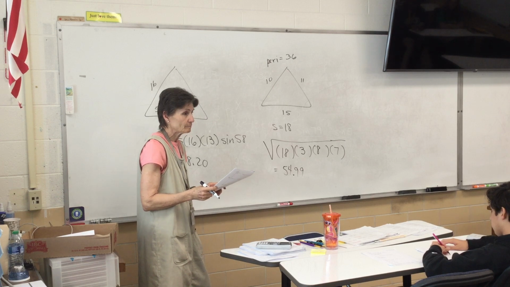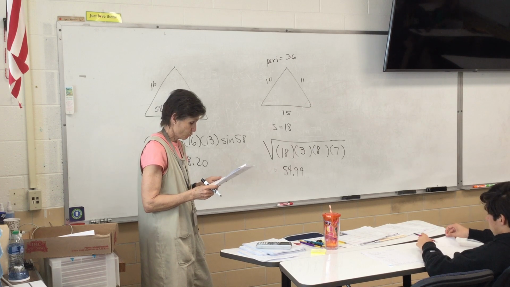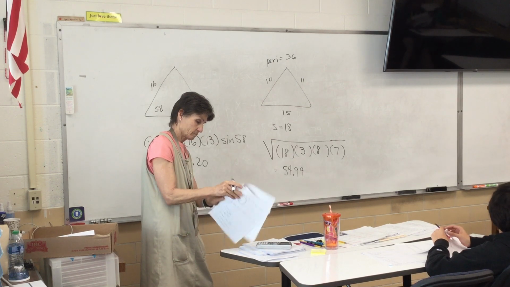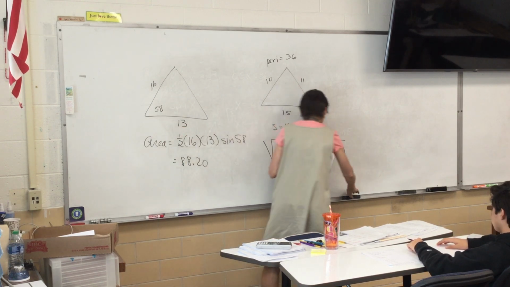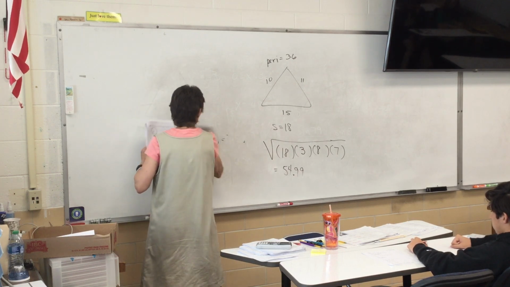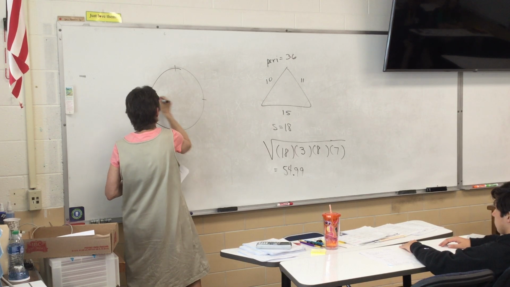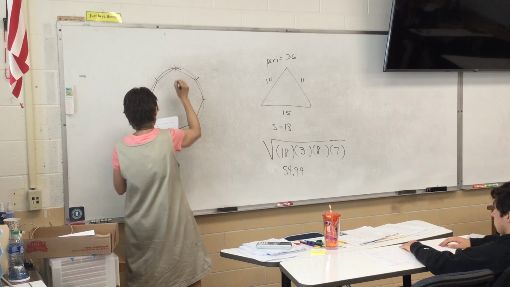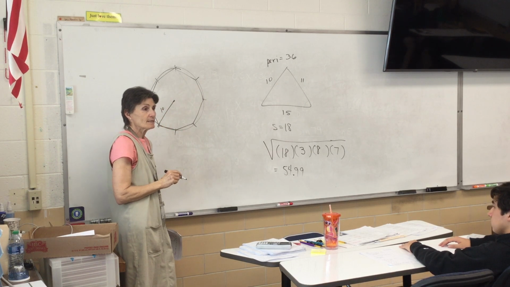Okay, one more. 25. This is another area problem. We're finding the area of a regular octagon. So it's already drawn for you and everything, so that's good. You want to find the area of this thing, and we know that the radius is 10. Anybody remember how we did this?